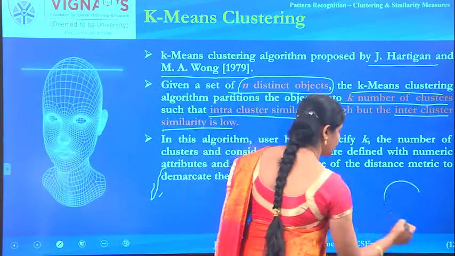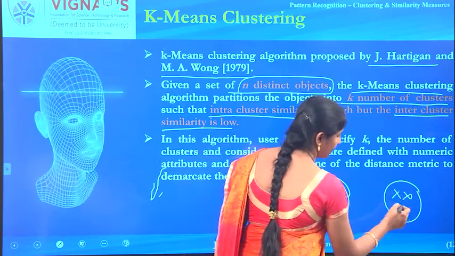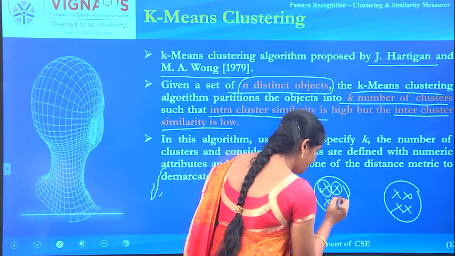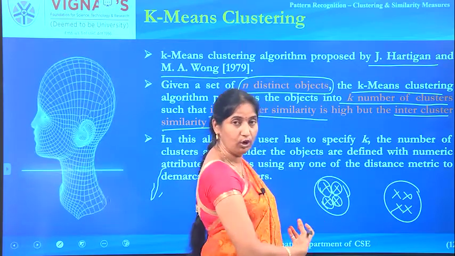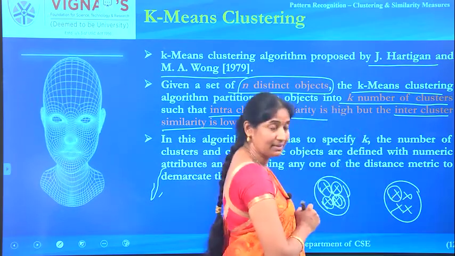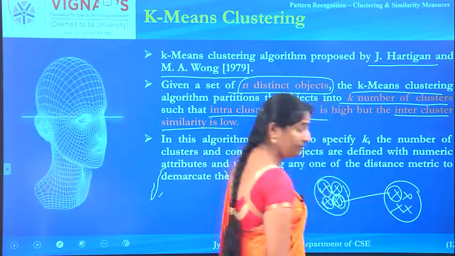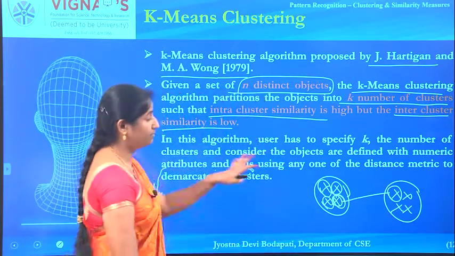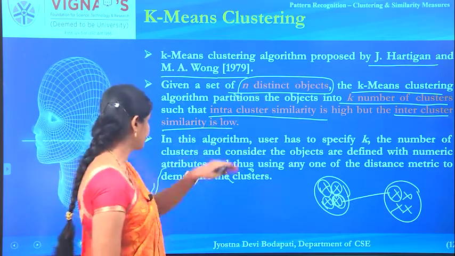Consider these two as different clusters. You consider some samples in this cluster and some samples in this cluster. In this case, the similarity between any 2 points in this cluster must be very high. The similarity must be high, the distance must be low. And if you consider 1 point from this cluster and 1 point from that cluster, that is called the inter-cluster distance, and it should be high when compared to the intra-class distance. Based on that objective or principle, k-means clustering works.